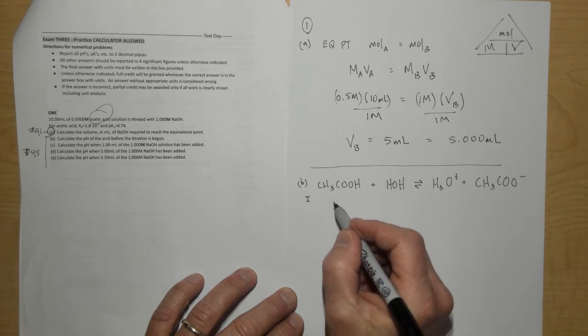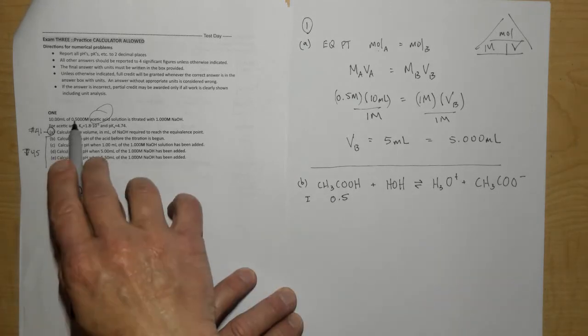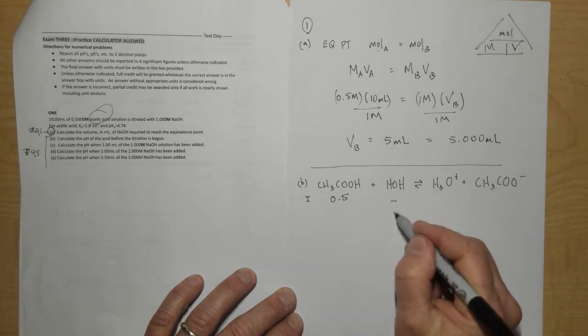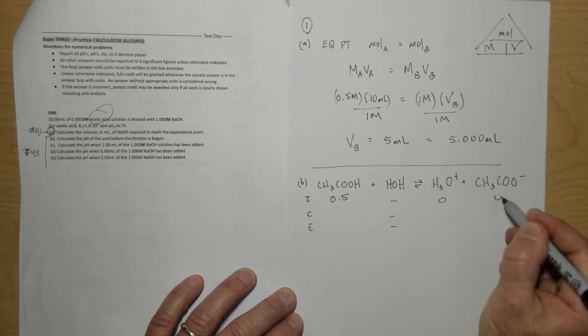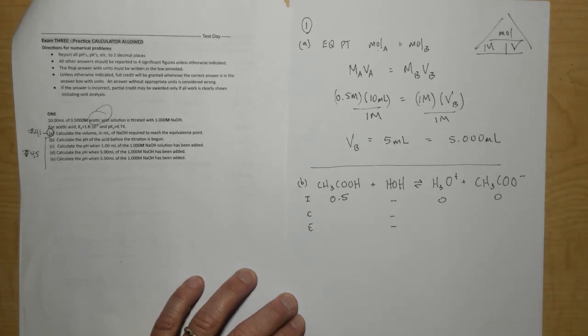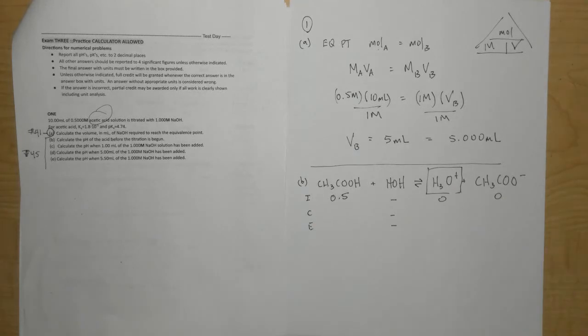Initially, we're told that the concentration of this is 0.5 molar. I'm just going to go to 1 sig fig so it's easier to write. None of this, none of this in the ICE table, 0 of this to start with. Now to find the pH, my goal is to find this H3O+, because once I find that, then I can go on my pH square, from H3O+ down here to pH.